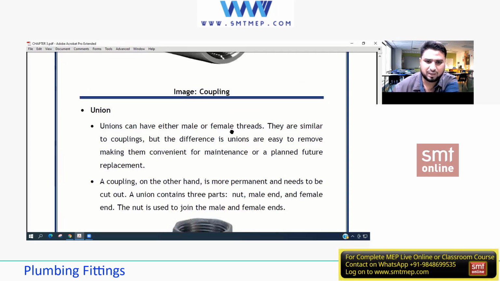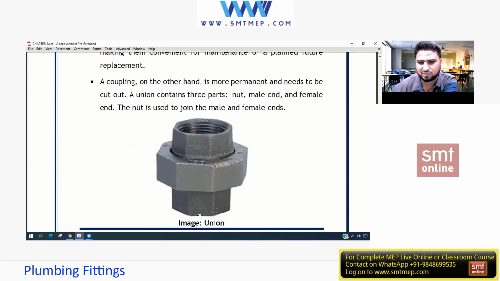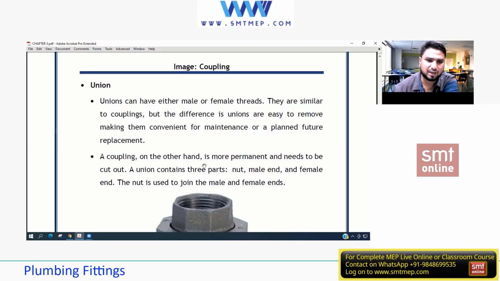A union can have either male or female threads. So in this example, this is female. Here it might be male, but here is also a female. Male or female threads. They are similar to a coupling, but the difference is unions are easy to remove, making them convenient for maintenance or a planned future replacement. A coupling, on the other hand, is more permanent and needs to be cut out, because I don't have any option, as it cannot be uninstalled.